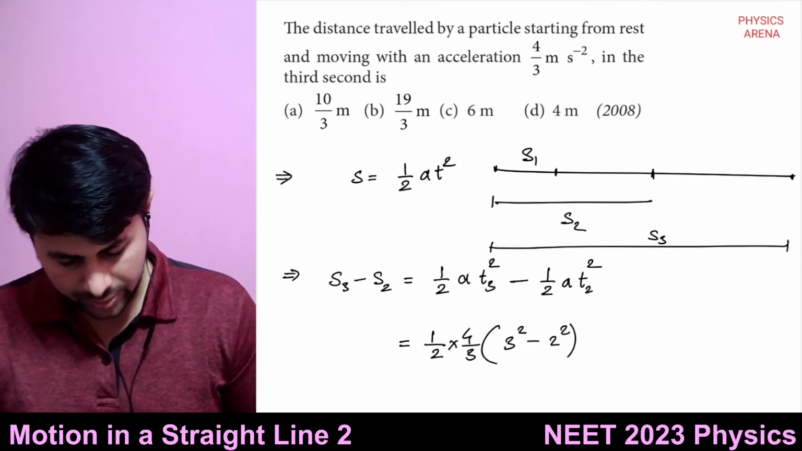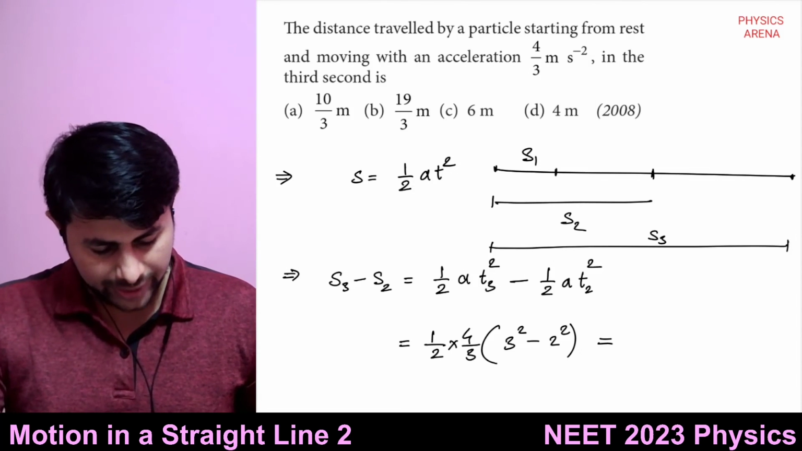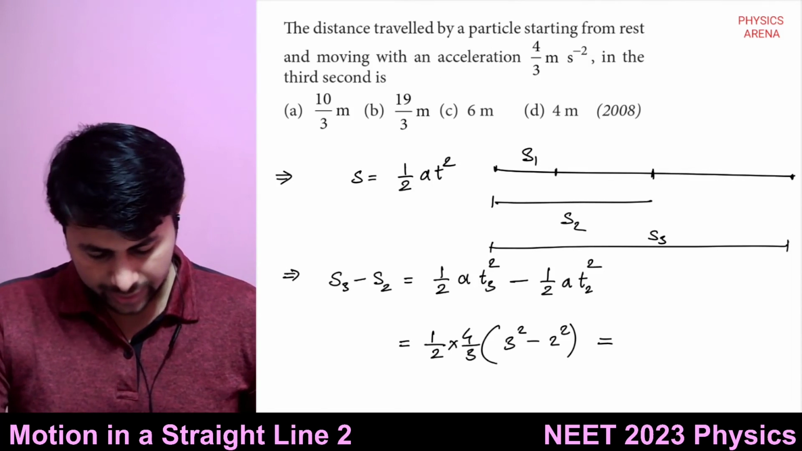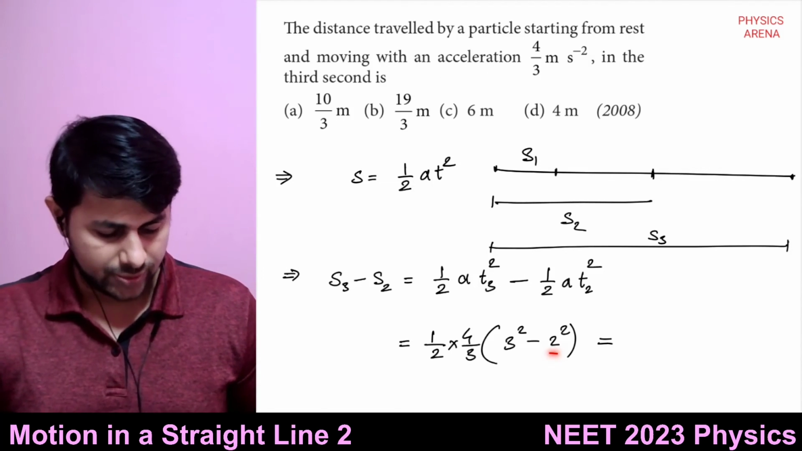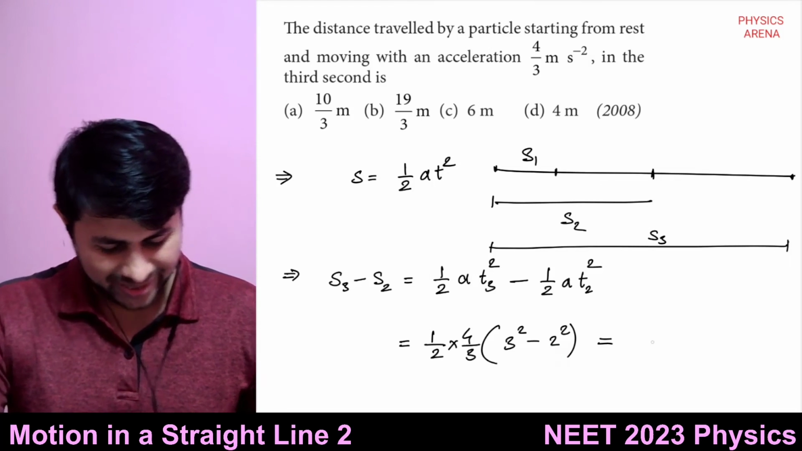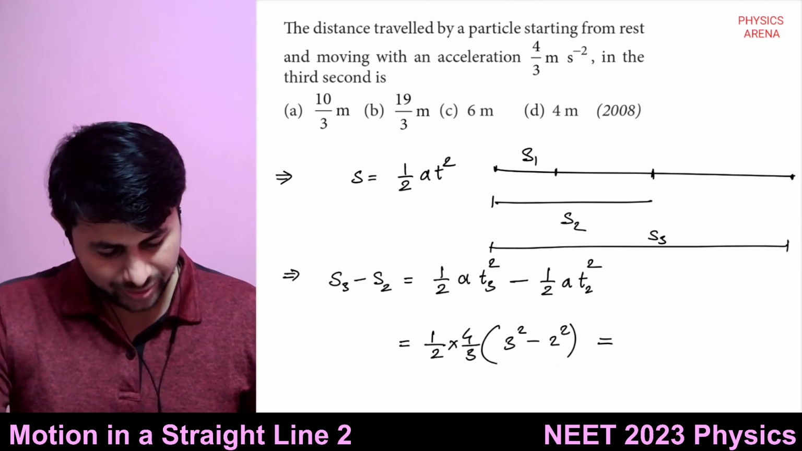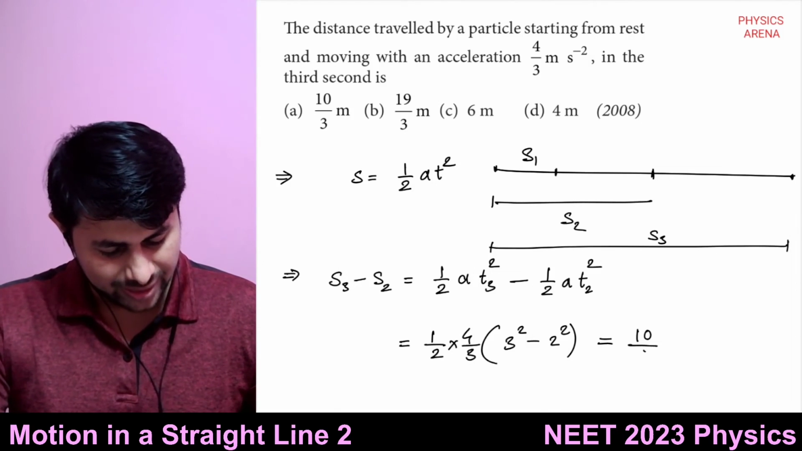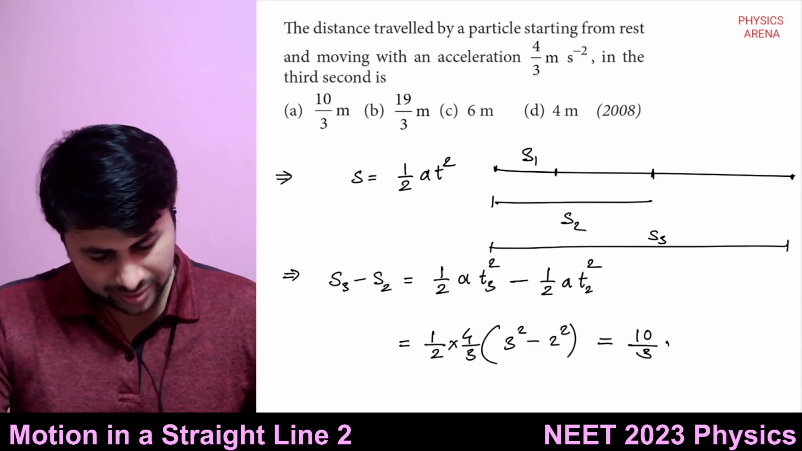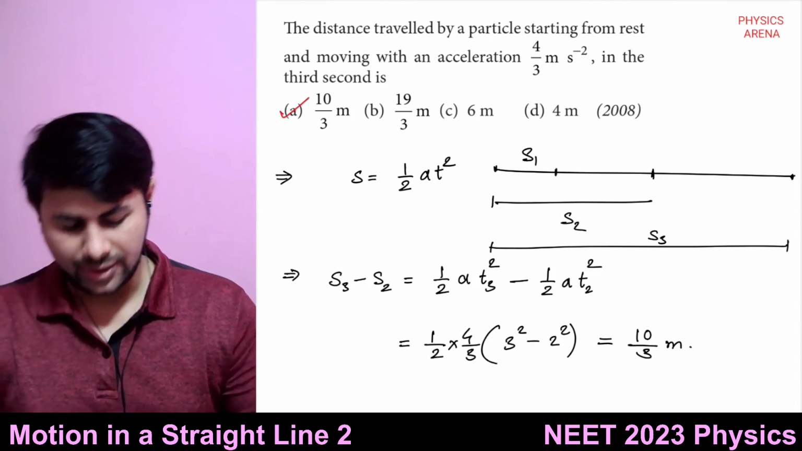Okay, so this is equal to 4 by 2 is 2, 2 by 3 multiplied by 3 square is 9, 4 square is 2 square is 4. So 9 minus 4 gives me 5. So 5 multiplied by 2 by 3, so it is 10 by 3. So 10 by 3 meters is the answer. Yes, option A is the answer.